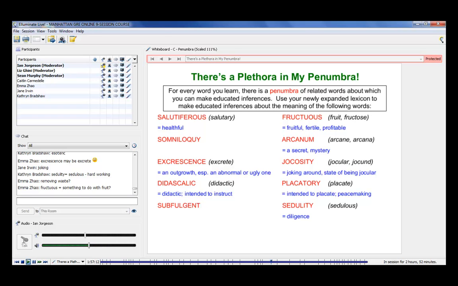I got 2 left, somniloquy and subfulgent. No guesses at all. All right. I'll give you guys the clue for subfulgent. It's related to the word refulgent. Now, if we don't know what refulgent means, then we're stuck, right? This process only works if we know a related word. If we don't know a related word, we're stuck. Does anybody know what refulgent means?